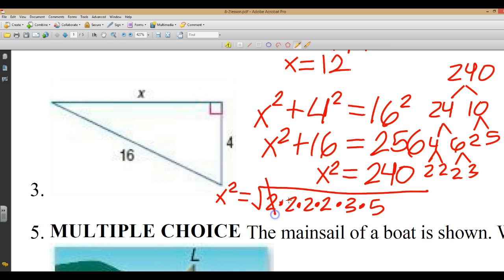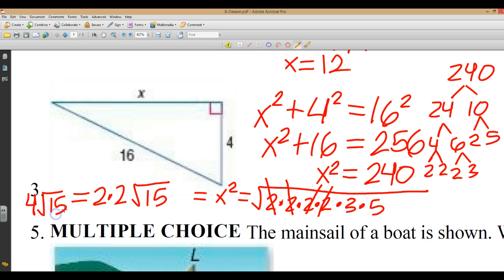Okay, we have a pair of 2's here, a pair of 2's there, so we can take out 2 for the first pair of 2's and 2 for the second pair of 2's, and then we multiply 3 and 5 back together, so that's the square root of 15. So this is equal to 4 square root of 15, or the square root of 240 as a decimal is approximately 15.5.